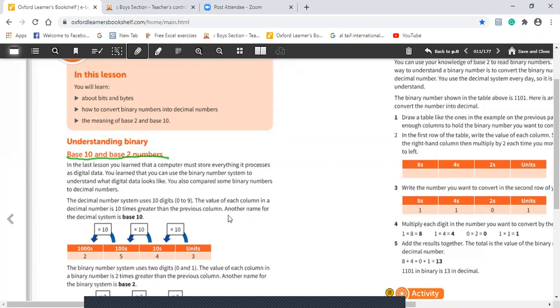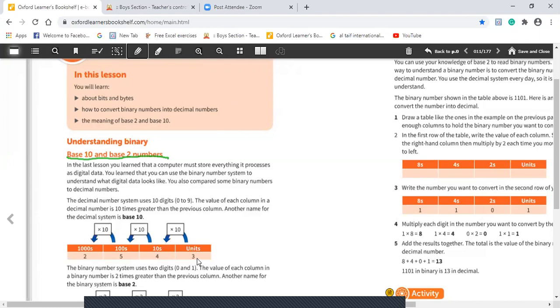This is very important. That means what? The column number 1 and the column number 2. So column number 2 will be greater by 10 times than the previous column. How is that? Look over here, for example, this decimal number system, base 10. Usually we convert the numbers from right to left. Do not start from left to right. You have to start from right to left on the columns.